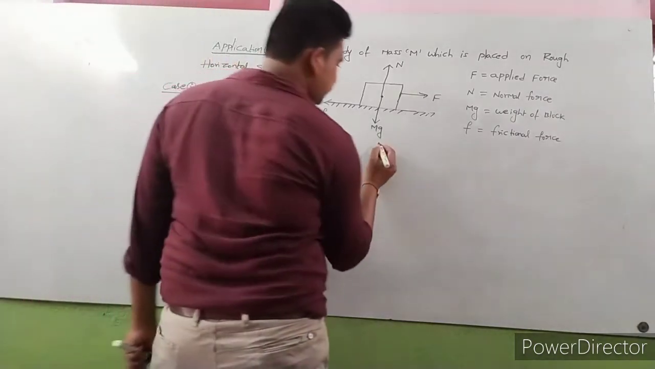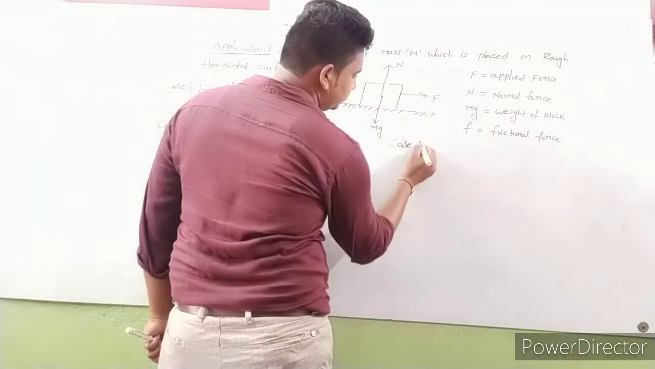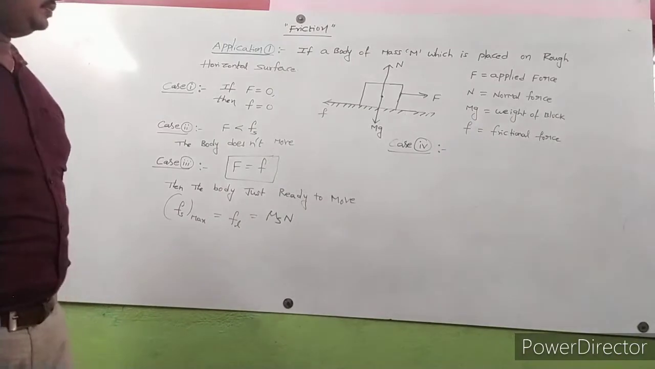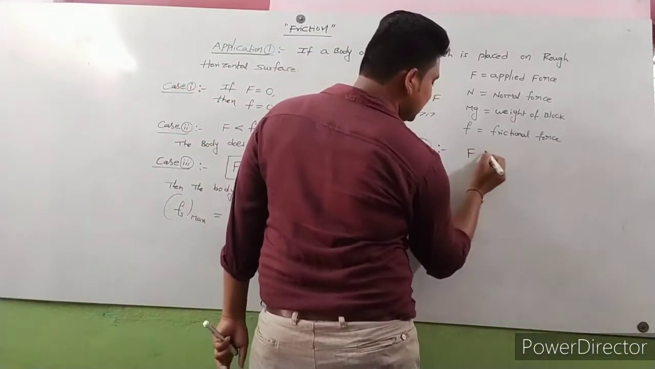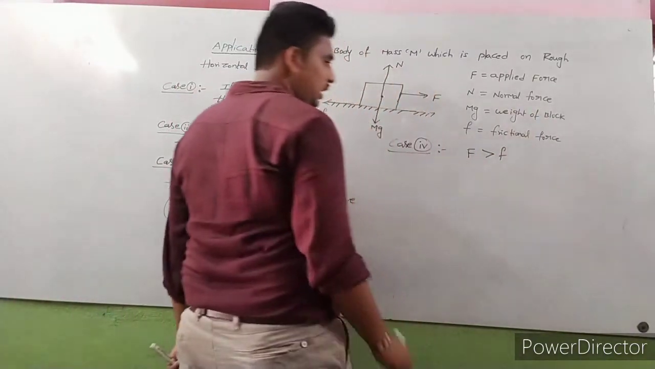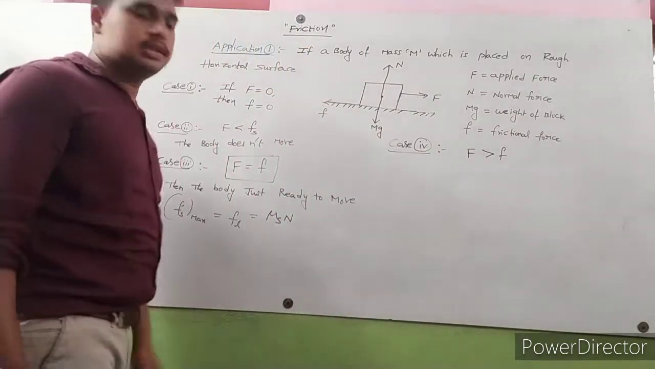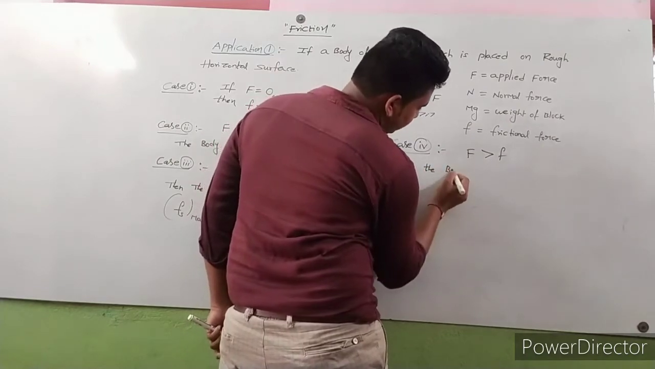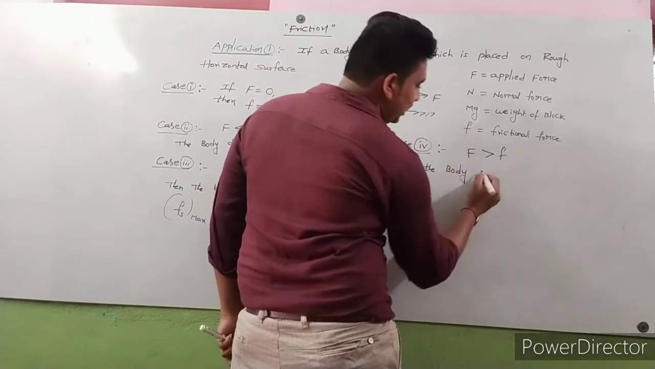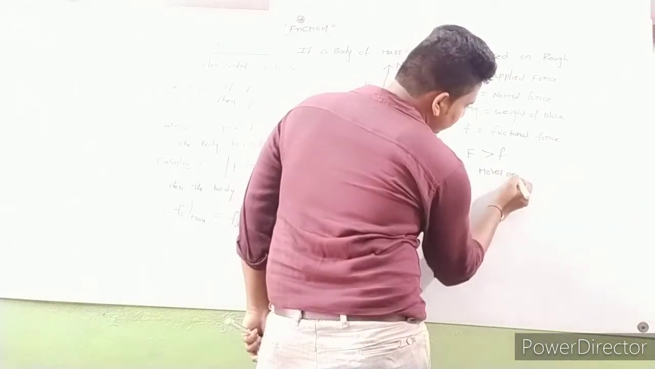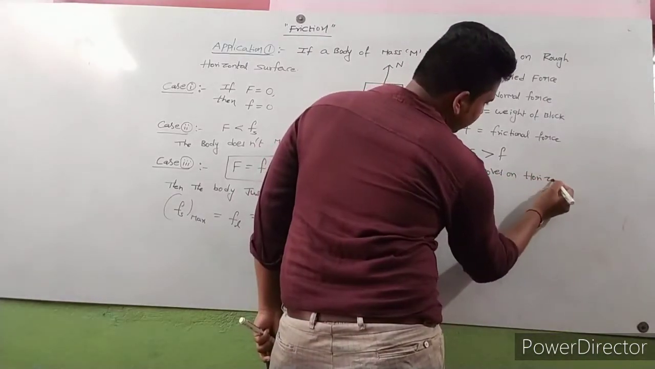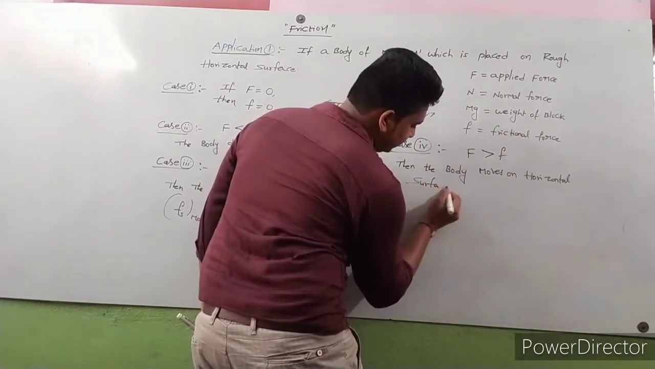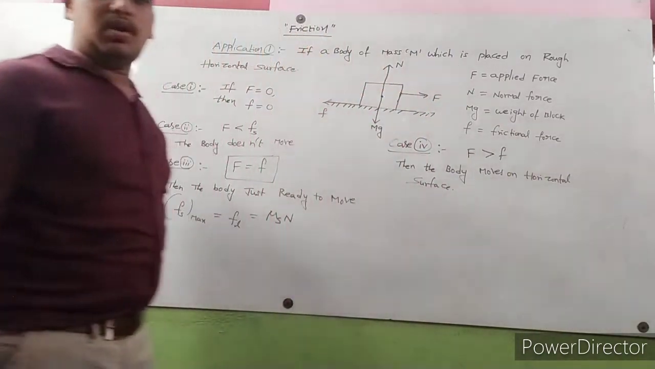Next, case 4. Applied force is greater than frictional force. Then the body moves on the horizontal surface.